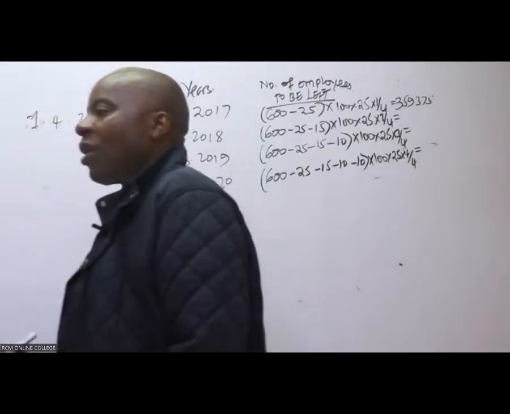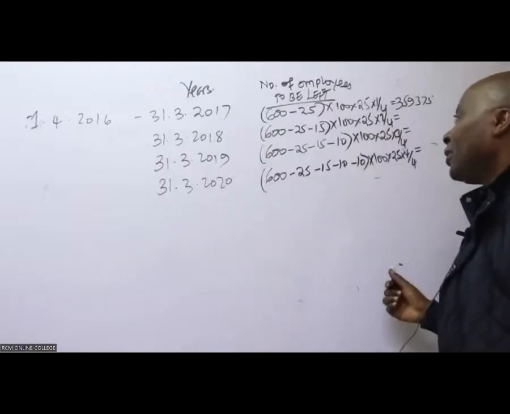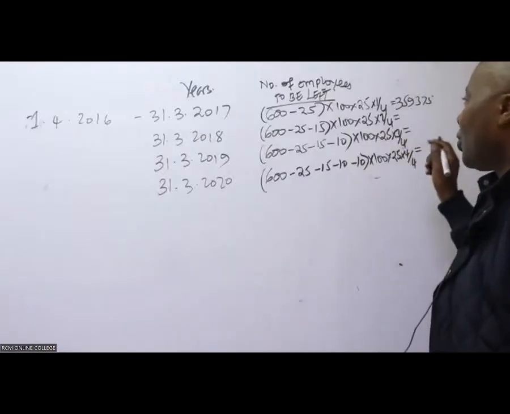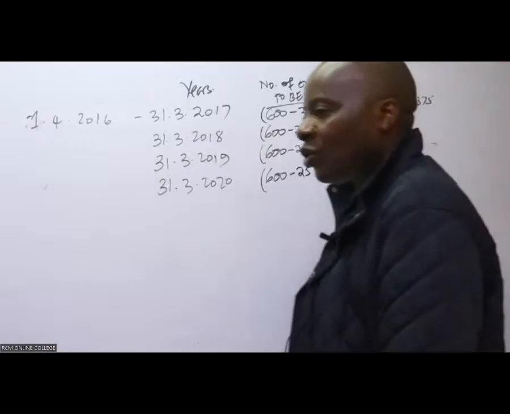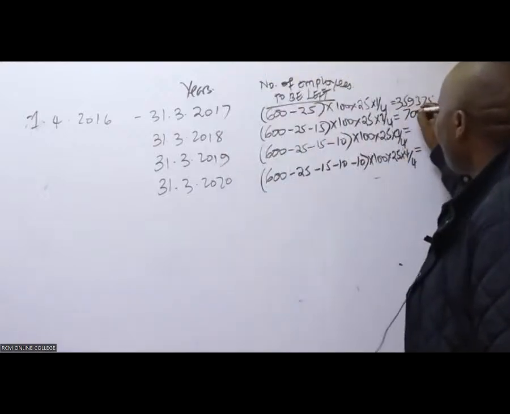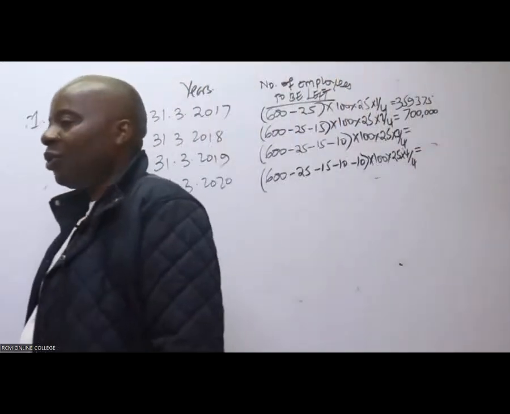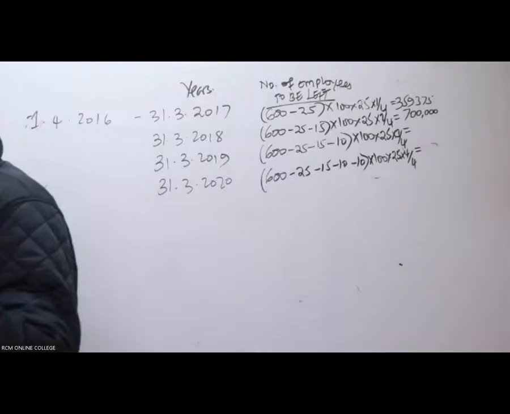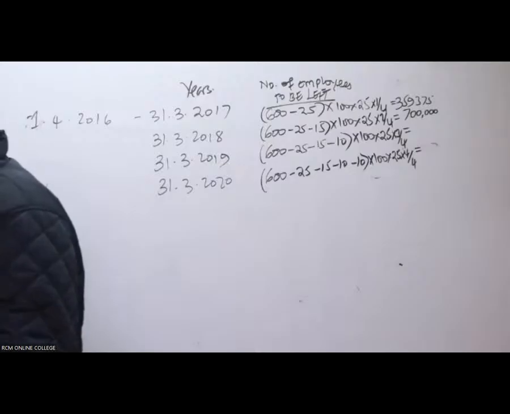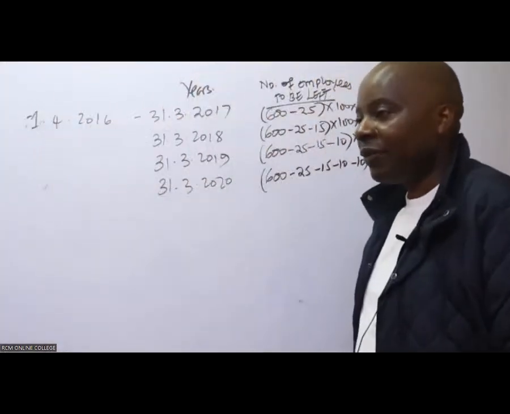So how about the second one? The second one, you open brackets nicely: 600 minus 25 minus 15, close, times 100, times 25, times 2/4. According to Ngugi, 700,000. Someone else should be able to confirm figures. I always work with this: when two answers happen to be the same, then automatically we say everything is okay. 700,000. Thank you very much.